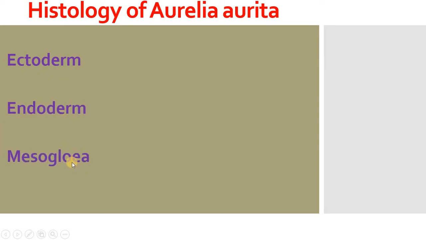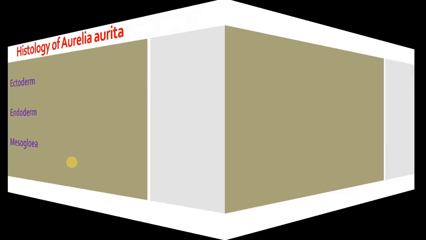Histology of Aurelia aurata. Histologically, the general plan of the structure of Aurelia aurata resembles that of the medusa of Obelia. However, its body consists of the following layers: ectoderm, endoderm, and mesoglea. All these layers will be discussed in detail in the upcoming slides. First, the ectoderm.